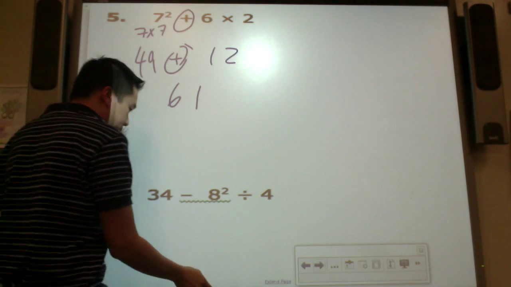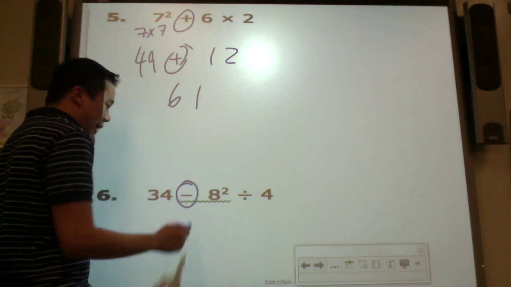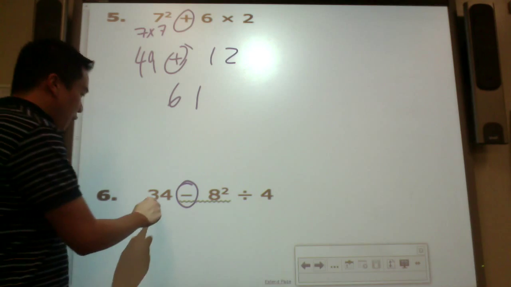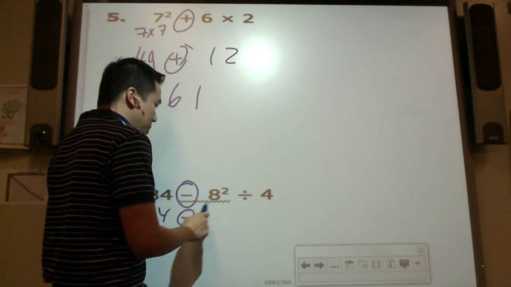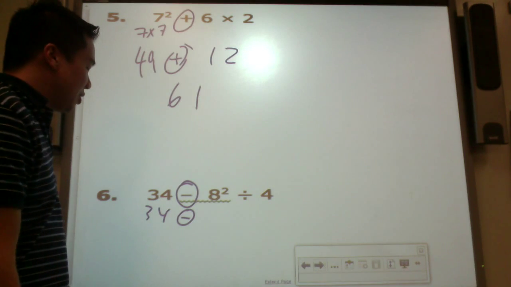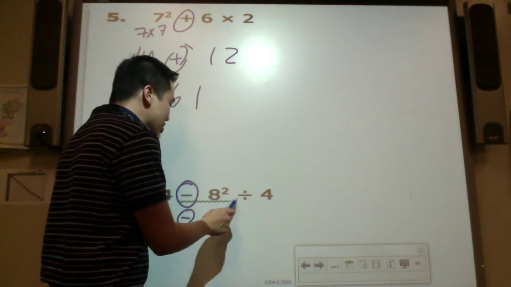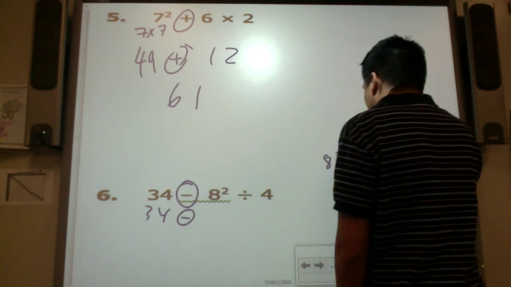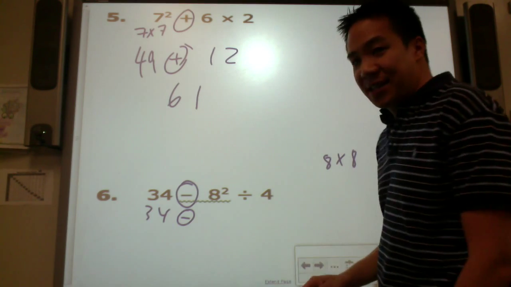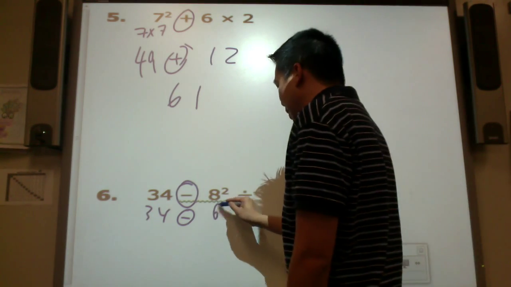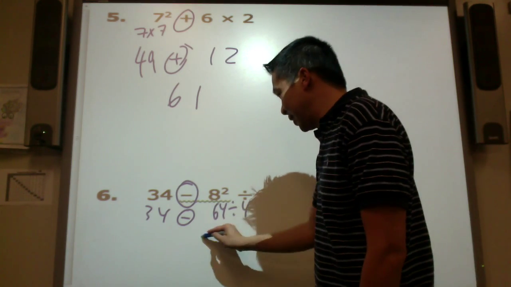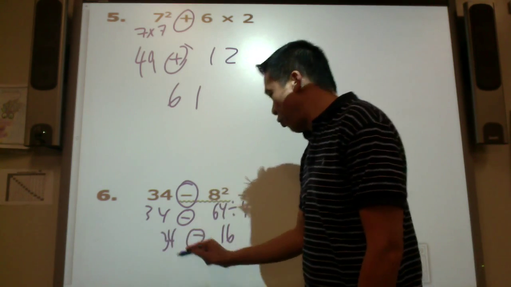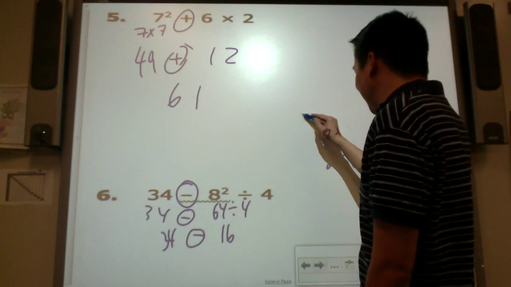Number 6. I see a subtractive operator. The first term is 34. I cannot do anything with that. The second term is this, 8 squared divided by 4. 8 squared is 8 times 8, that's 64, divided by 4. 64 divided by 4 is 16. So what's 34 minus 16?